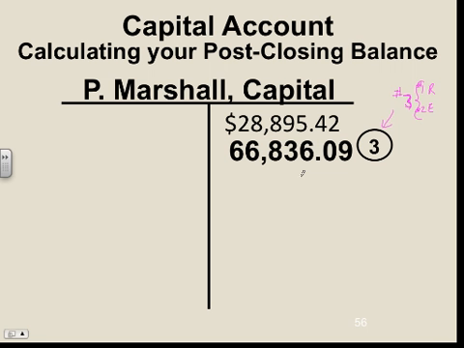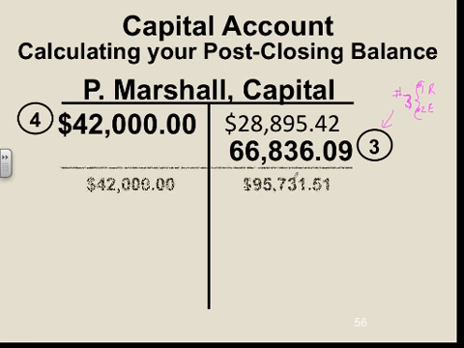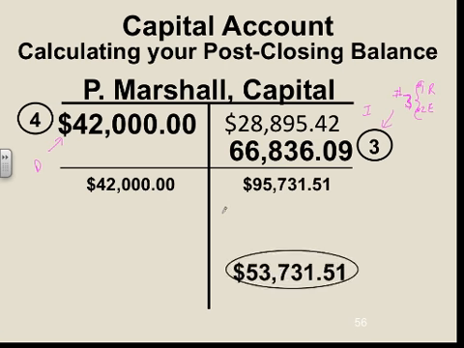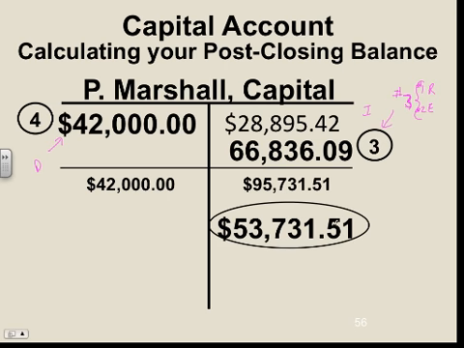Then the fourth journal entry was our drawings, and drawings is a normal debit. So you have to credit it to bring it to a zero, and therefore debit capital by that. So this was our drawings. This was the D part. So we had RE, this was the I, and this was the D. Ends up in our capital account. So now our capital balance is going to be $53,731.51. So remember, on our balance sheets before, we had beginning capital plus net income less drawings equals ending capital.